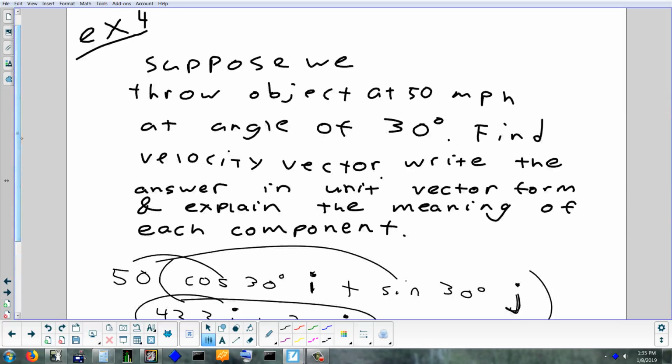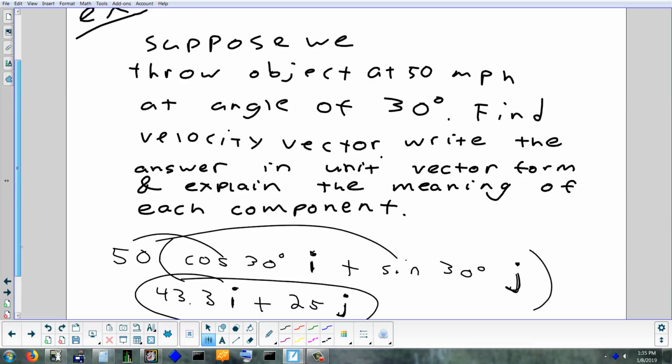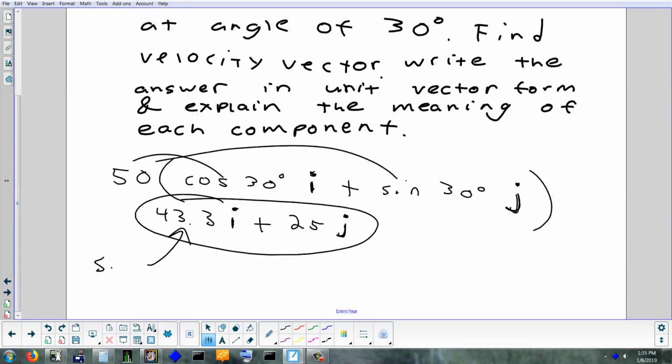Now, you might be like, well, yeah, but I threw it at 50. Yeah, but you didn't throw it straight at me. You threw it up a little bit. So part of your energy went into throwing it up, and then most of it went into throwing it forward. So this is the speed in the horizontal. So what does that mean the 25 would be?